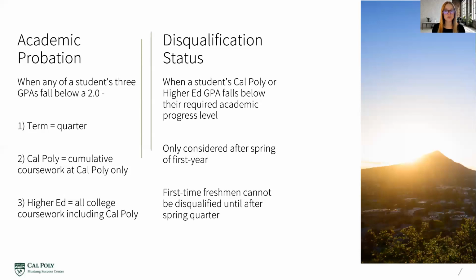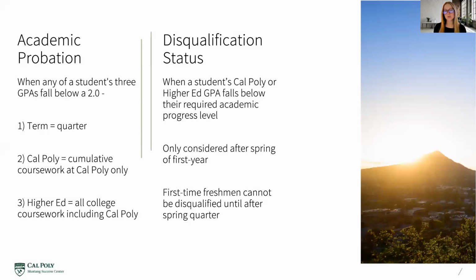So if you're a first year student and you are at freshman standing, that's going to be a 1.5. If you have sophomore standing, that would be a 1.75. And if you actually have junior standing already, that would be a 1.8. If you have questions about where to find those, you can come talk to us, an advisor at the Mustang Success Center. But it's only considered after spring quarter. We have it listed here twice because it's that important.